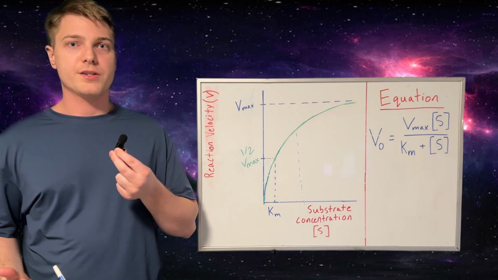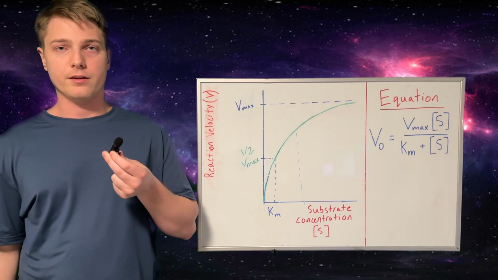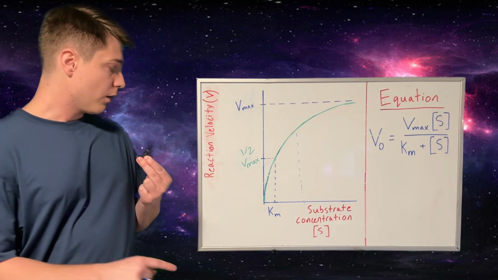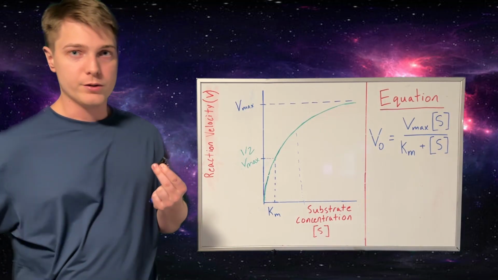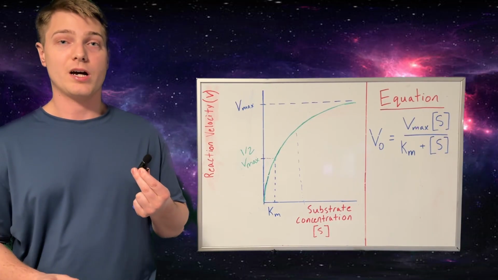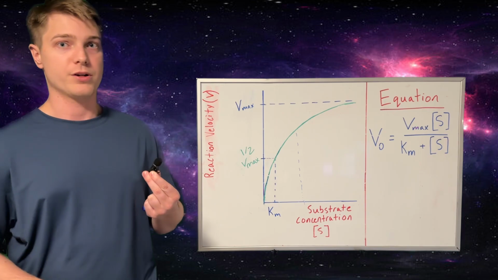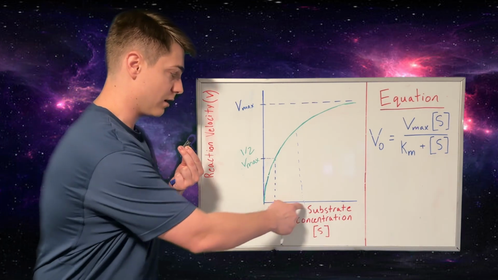And really, as far as interpreting the graph goes, that's about it. Don't overcomplicate it. It's not that hard when you break it down. All you have to do is look at the Km values, and that will tell you if the enzyme has a high affinity or a low affinity for the substrate, based on where this lies on the x-axis.